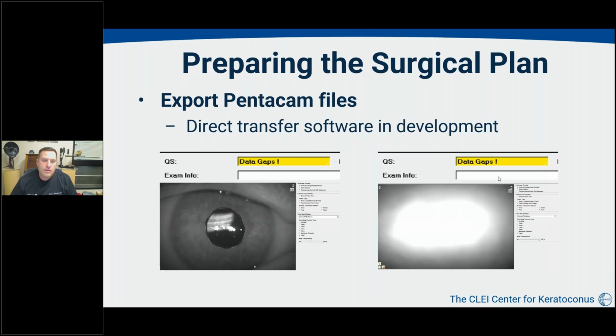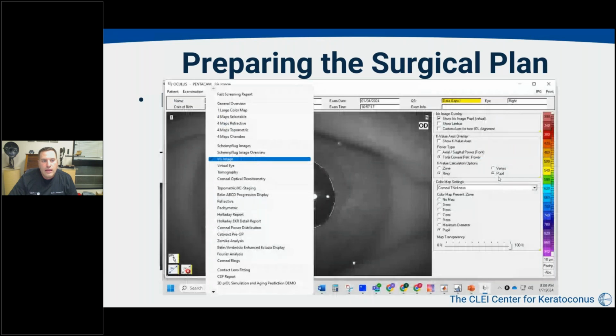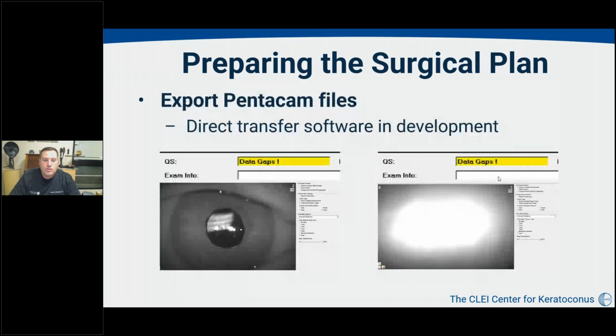But one of the key things that we need to be checked before uploading a scan is the iris image. Most Pentacams come with the iris camera already built in. Some Pentacams, if you don't have an iris camera, can be retrofit with one. But an iris camera is really necessary to get an accurate surgical plan for CTAK. And you can see why, because once you look at the iris image, you can really tell whether or not you have adequate exposure.